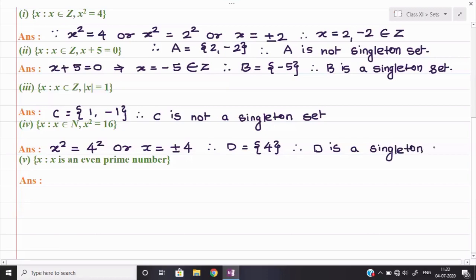Okay, so we have written this one as a singleton set. Last one, x is an even prime number. Can you tell me the even prime number? Definitely you will say 2. Okay, so 2 is the only even prime number, and see it contains only one element. So we can say that therefore E is a singleton set.